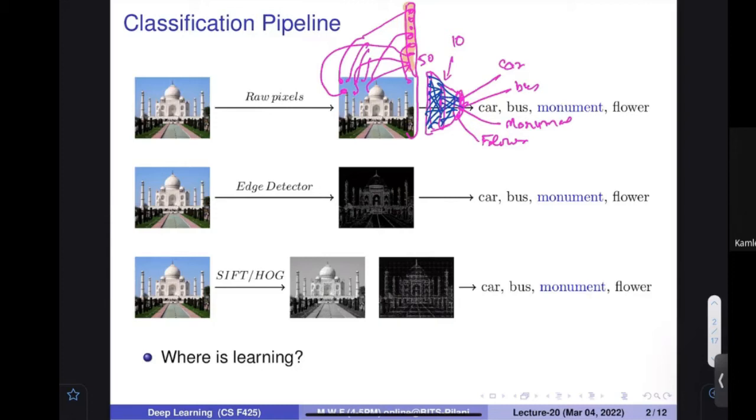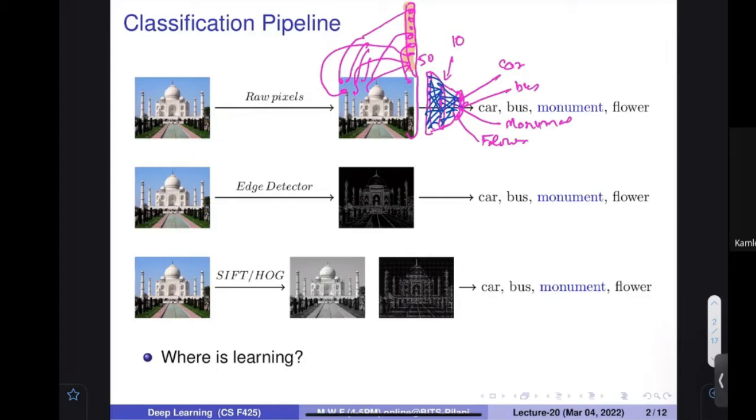I have a question: is this a good architecture? Looks like no, this is not a good architecture. Why is it not a good architecture? Because you know that raw pixels don't represent images very well. If you have an image and you feed this into the system, it looks like you are not taking care of the features. You are feeding the raw pixels.